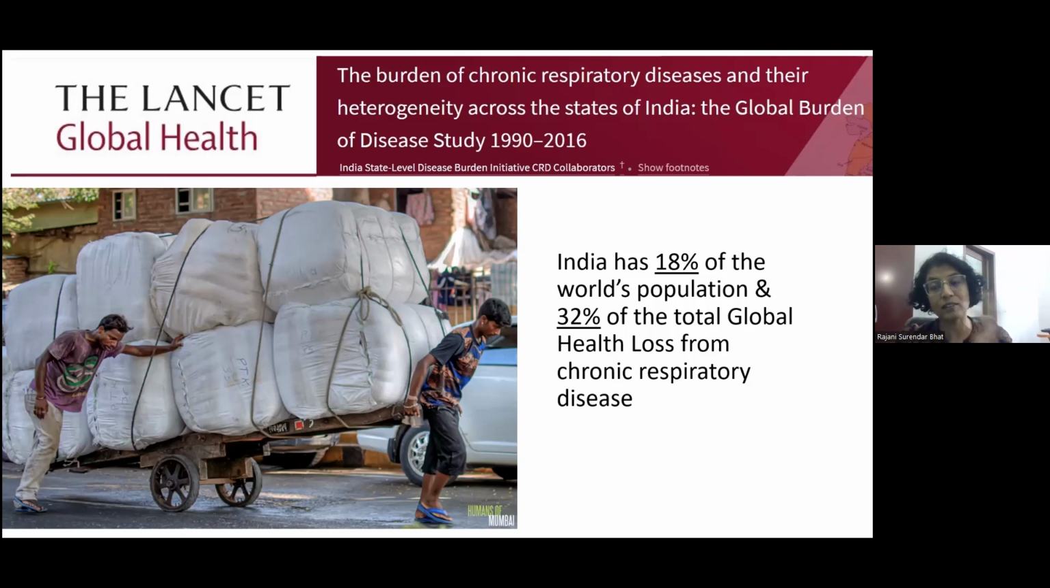This is a photograph that I have taken from a portal called Humans of Mumbai, where they share stories which are of human interest. And to me, this depicts the burden of respiratory diseases that our patients in our communities face. You have a young man who is using a hand cart to pull a large number of bales that are put on it. An older man is trying to walk alongside, seems to be dejected, tired and exhausted.